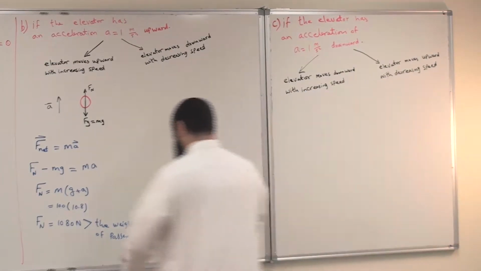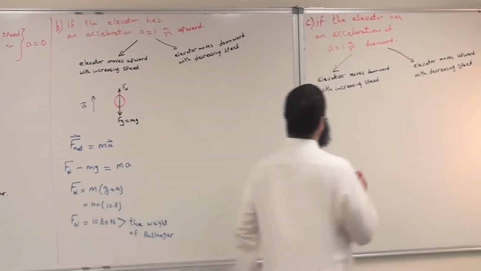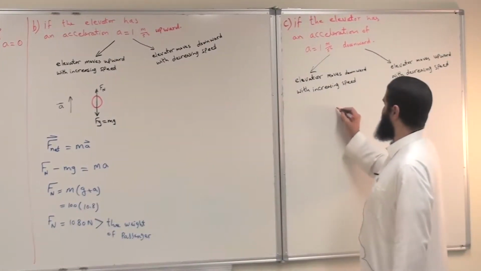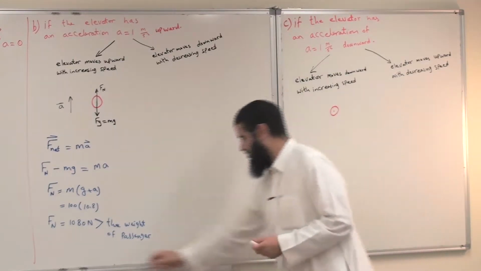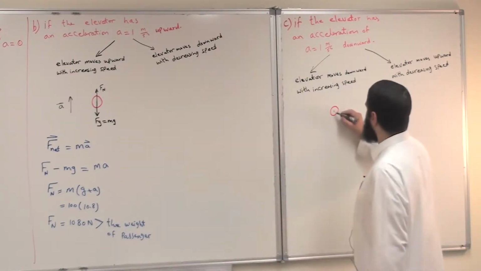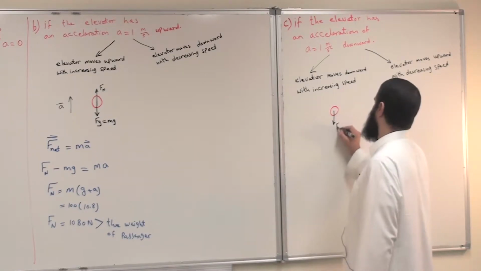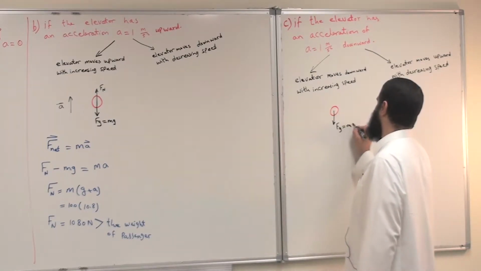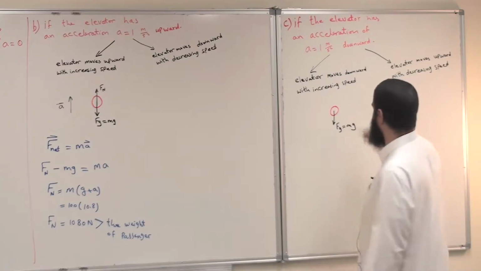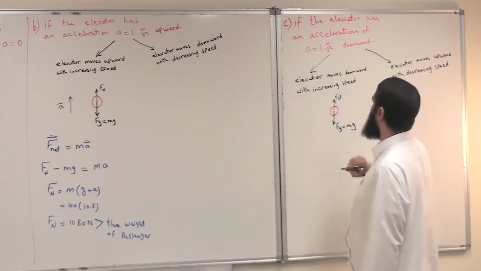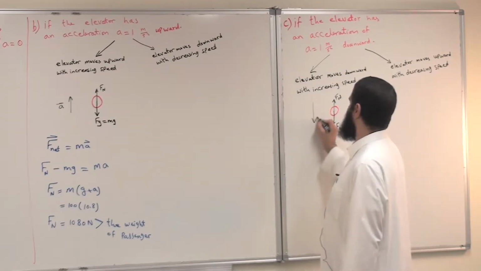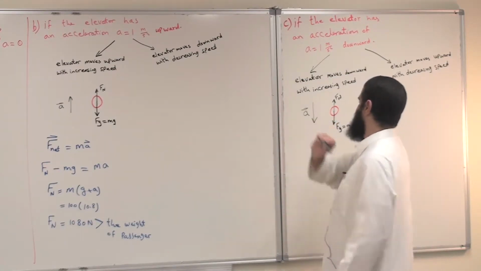If we draw, as is always the case, we start by drawing the free body diagram. This is my passenger, okay? And what are the forces acting on the passenger? I have Fg downward, which is the mass of the passenger multiplied by g, and the normal force, which is upward, and the acceleration is downward in this case.